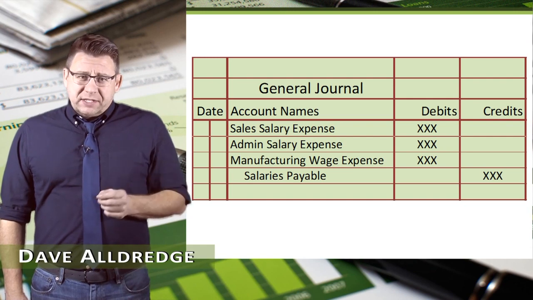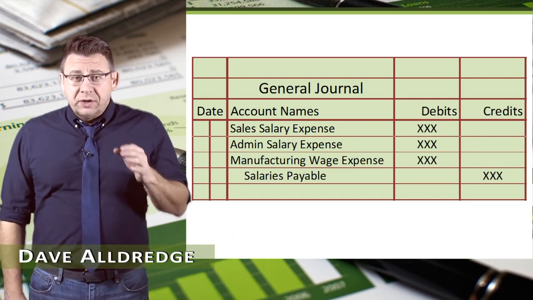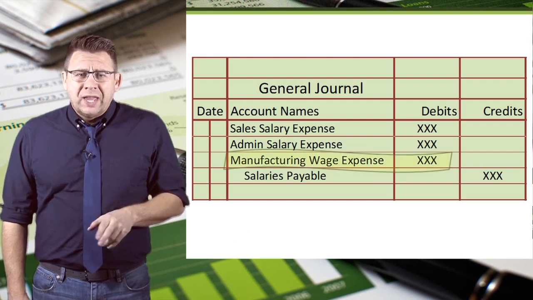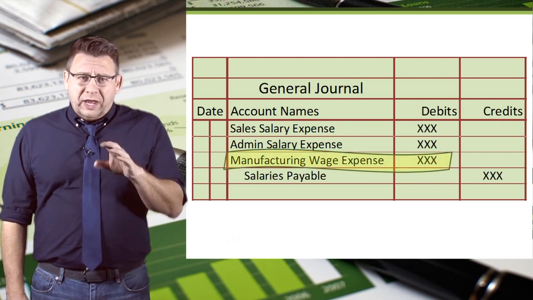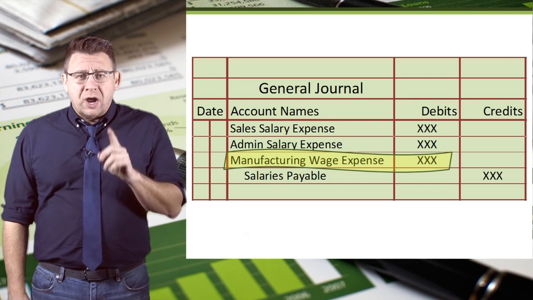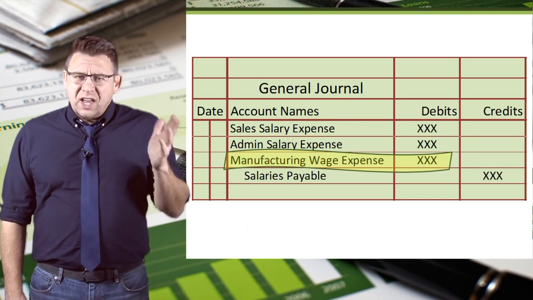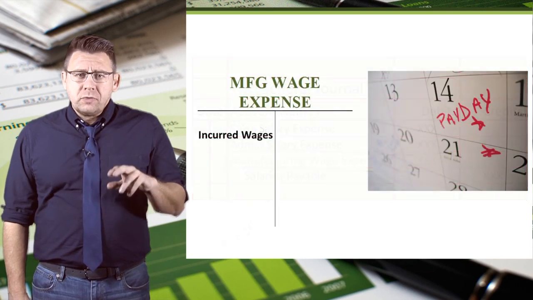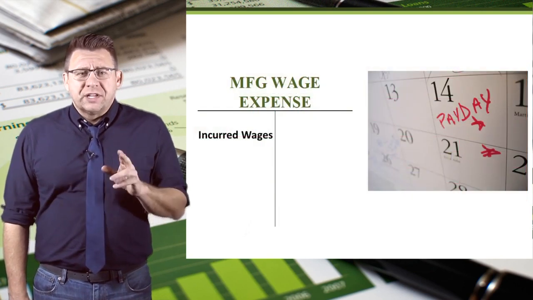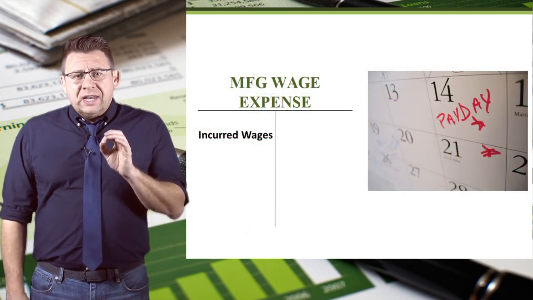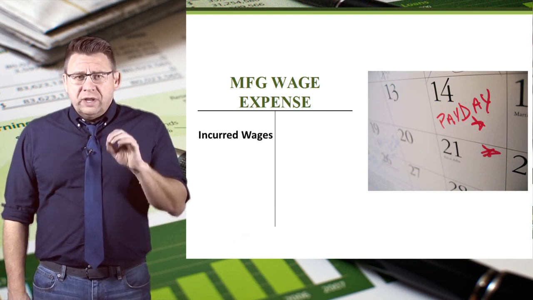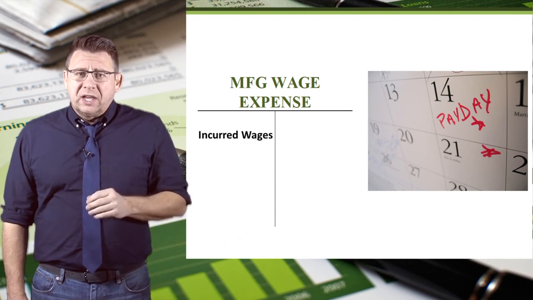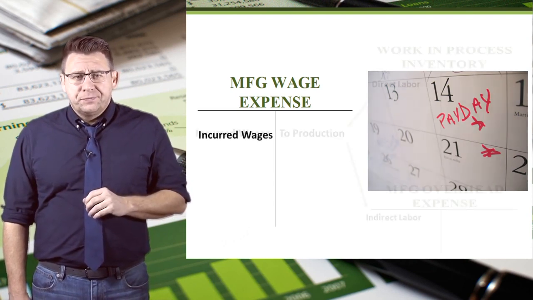Labor is an expense. The payroll department records this expense when salaries are incurred. However, manufacturing wages expense should be a product cost, whereas other salary expenses are period costs. When manufacturing labor is incurred, it needs to be moved to inventory accounts so it doesn't end up as a period cost on the income statement.